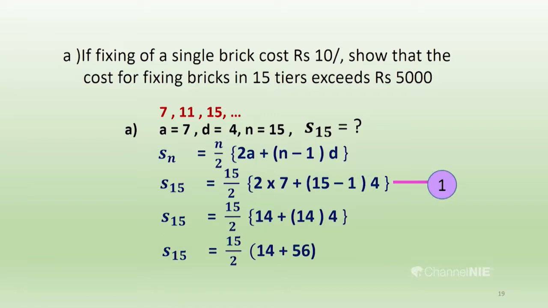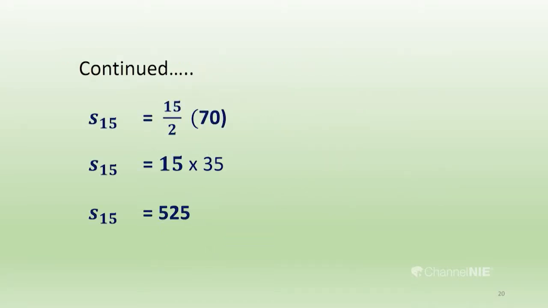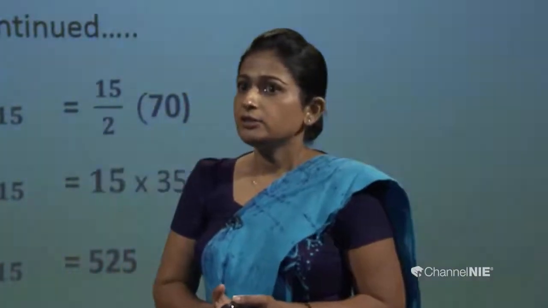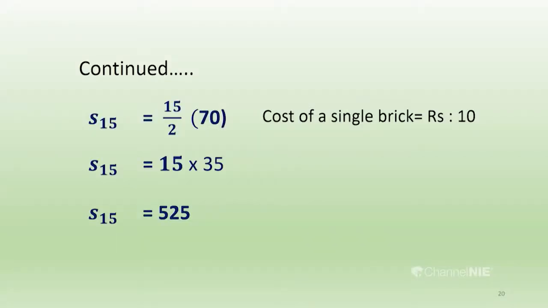Here we can do that further. S15 equals 525. So we can see there are 525 bricks up to the 15th year. There are 525 bricks. Do you know the cost of 1 brick? That was given. Cost of 1 brick is 10 rupees. Then we can find the cost of 525 bricks.